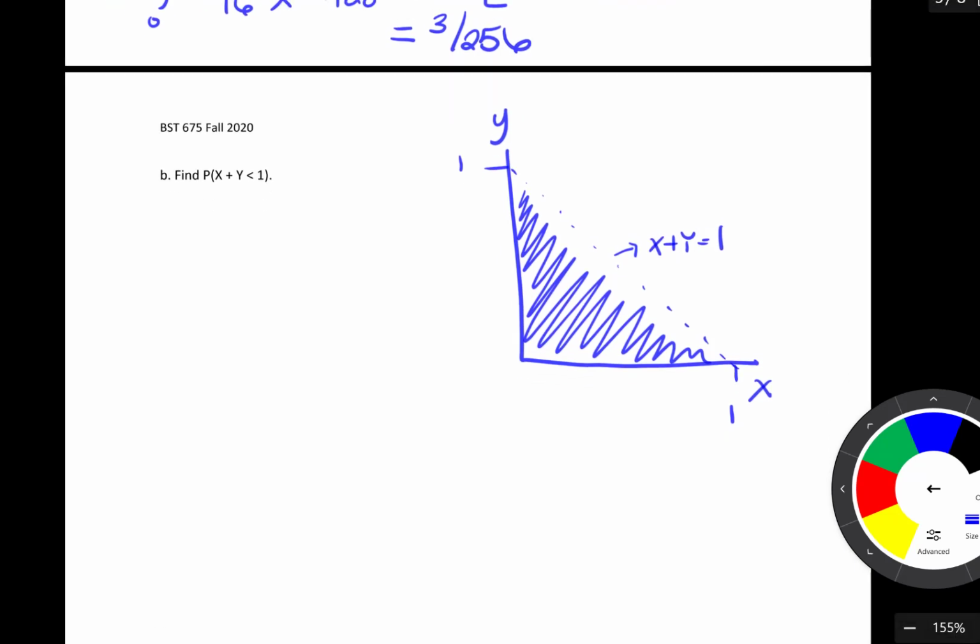So now, to find the probability that x plus y is less than 1, again, I'm going to look at a double integral, but notice that my limits of integration, whether I start with x or I start with y, are going to depend on each other. And so here's what I mean by that. So notice this is equal to this integral.